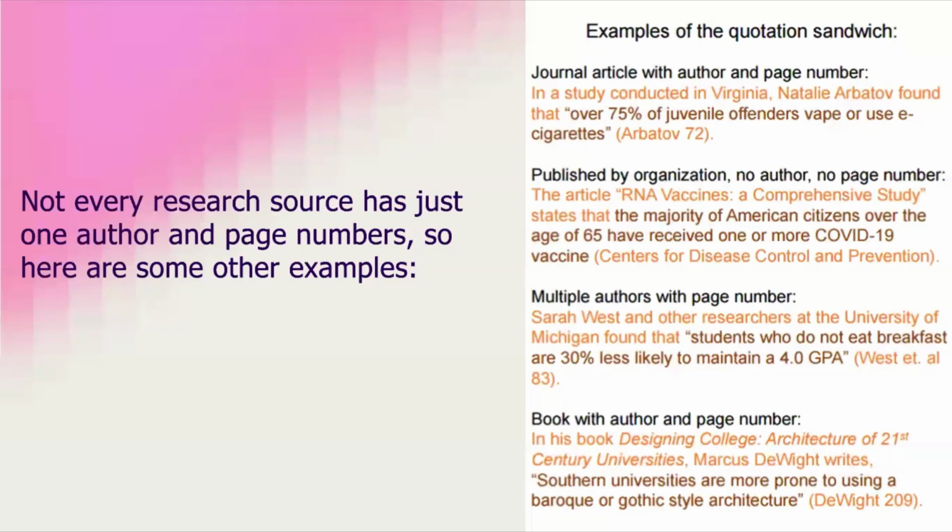Here are some examples of using the quotation sandwich when you may have some parts missing. For example, in this first one, this is referencing a journal article, and you have the author's name and page number. So you have everything that you need.